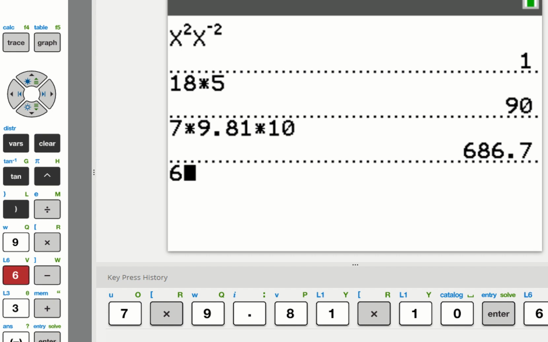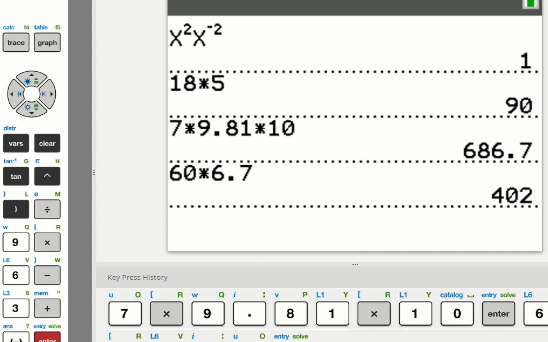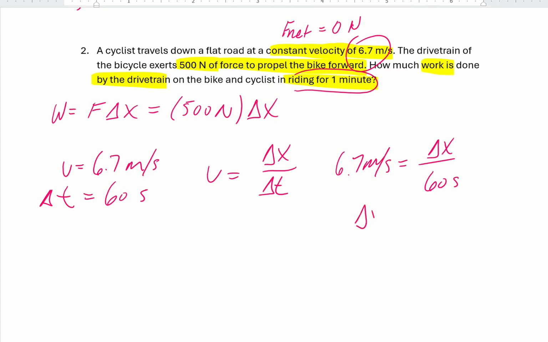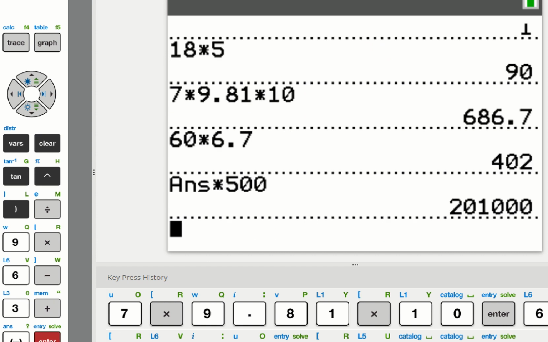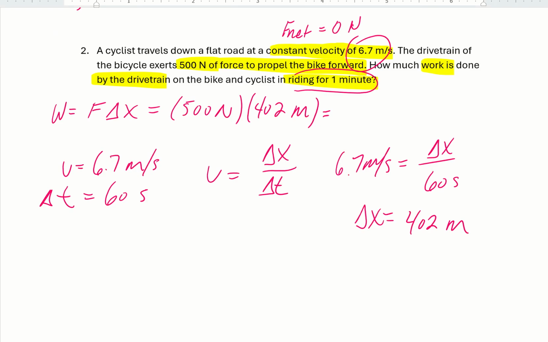So we can do that over here. 402 meters. So delta x equals 402 meters. I can replace that up here. And then all we have to do to find work is force times displacement, which is 500 newtons times 402 meters. And we get 201,000 joules. So that would be my answer.